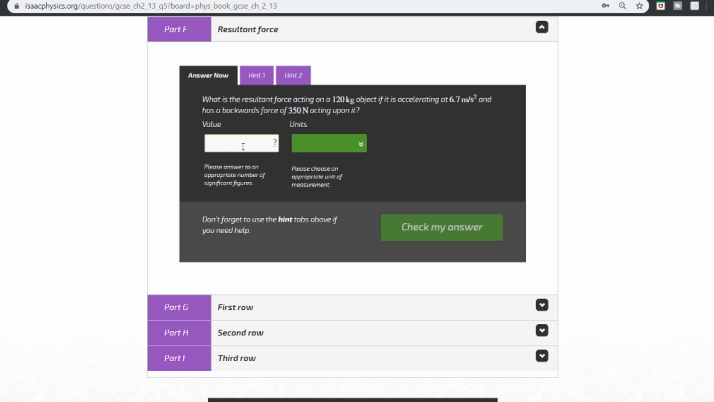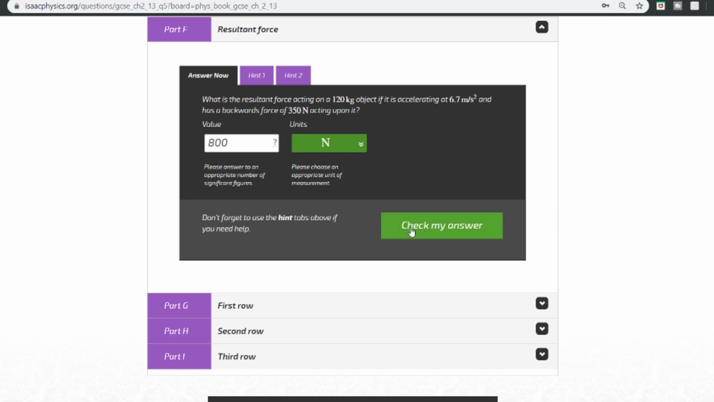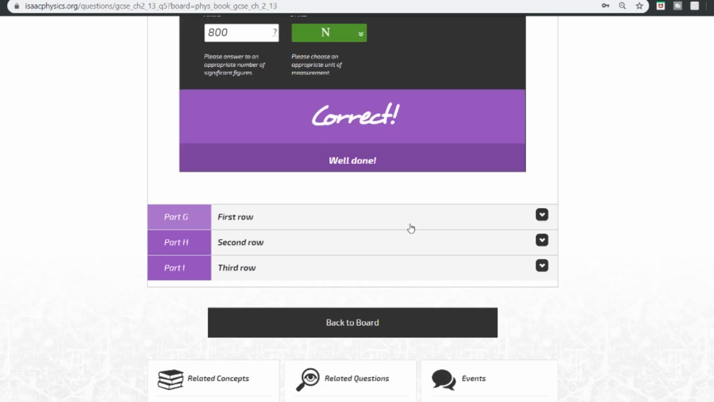That means the resultant force is 804. I should give that to 2 significant figures, which is basically 800. There's another 0 there. So the units for that are newtons. Correct. Now the first row.